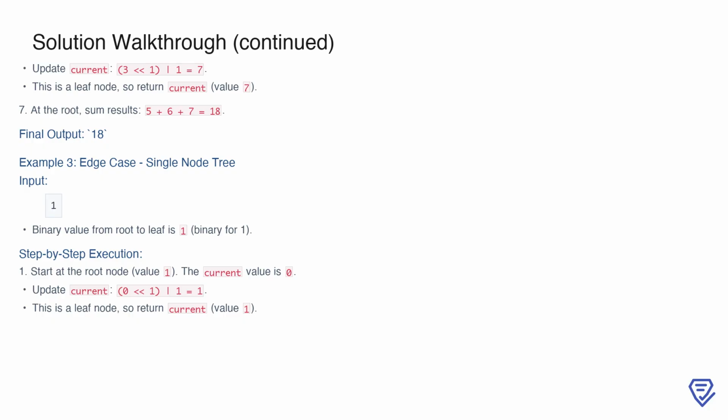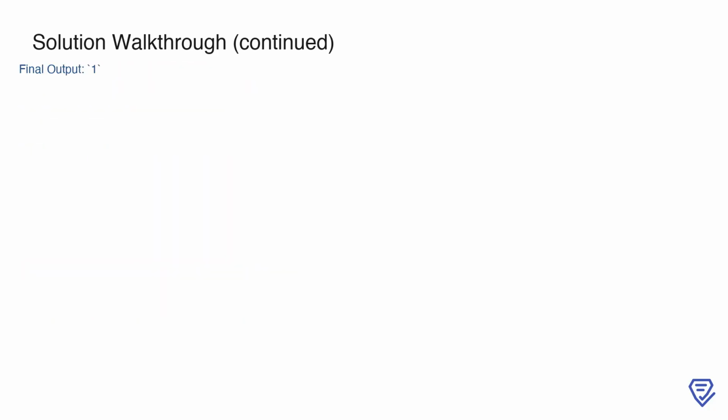Now, let's consider an edge case where the tree consists of only a single node. In this scenario, the binary number formed is simply the value of the root itself. In the single node tree example, the root has a value of 1, and since there are no other nodes, the current value starts at 0 and updates to 0, 1, 1 equals 1. This node is also a leaf, so we directly return the current value as the result. The binary number formed is 1, which corresponds to the decimal value 1. Thus, the final output for this edge case is 1.